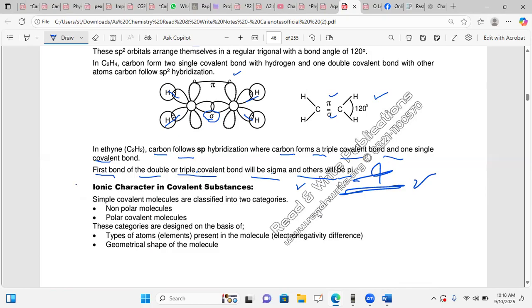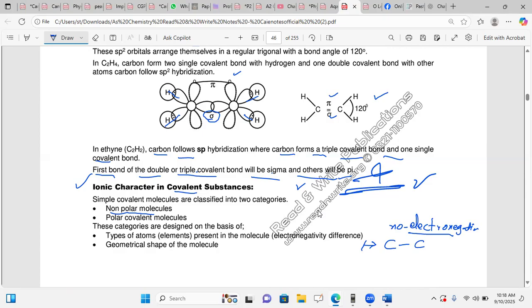Now he is going towards ionic character in covalent substances. Non-polar molecules are those that have only carbon and carbon, like hydrocarbons. They have no electronegativity difference, so we can say they are non-polar. They are going to dissolve only in non-polar solvents.